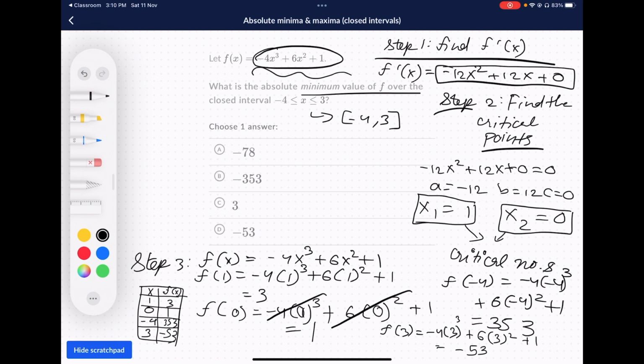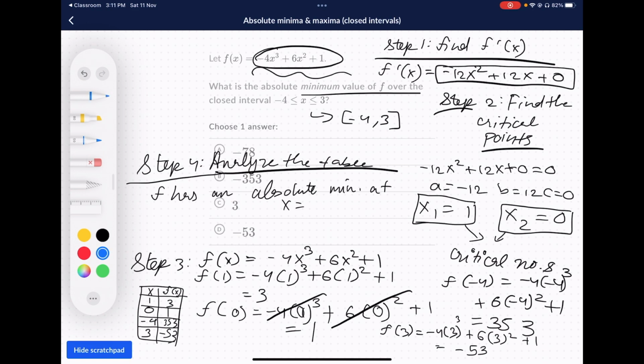Now the question is asking us for the absolute minimum value of f over the closed interval. So you have to find the f of x absolute minimum value, not the value of x. And this brings us to our step 4, analyzing the diagram or the table. So f has the smallest number from the f of x values, which is negative 53, and when f of x is equal to negative 53, x is equal to positive 3.